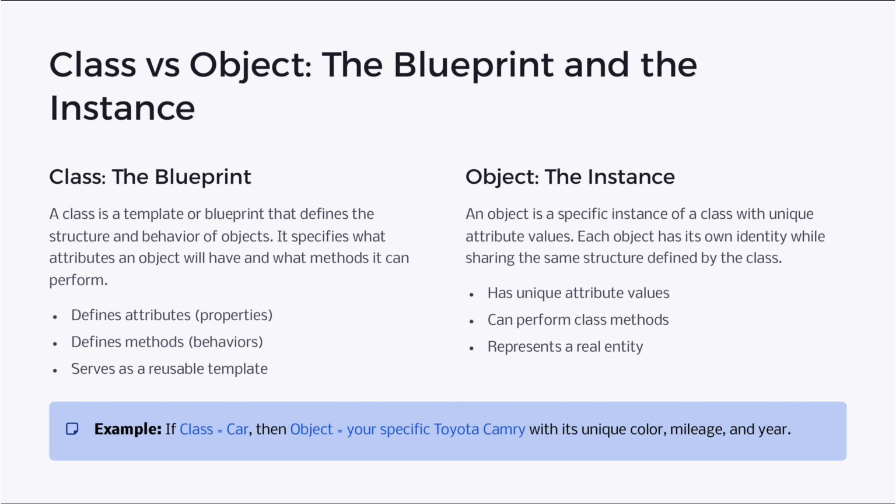A class acts as a blueprint, defining the structure and behavior of objects, specifying attributes and methods. It serves as a reusable template. An object is a specific instance of a class, possessing unique attribute values while sharing the class's structure. For example, if the class is car, an object could be your unique Toyota Camry.